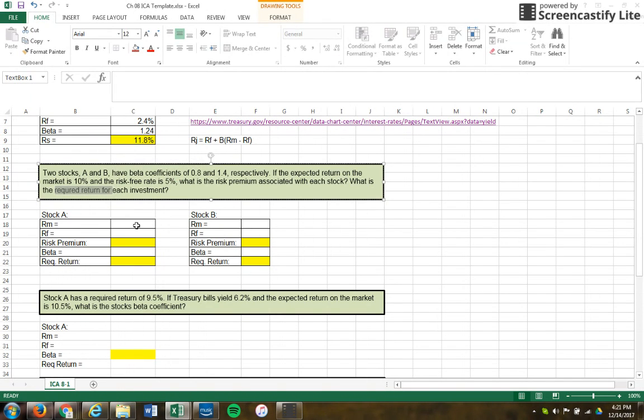So we can plug these in. We have stock A and B. Stock A's beta is 0.8, and stock B's beta is 1.4. So we're going to enter that there. We are given the market rate. The return on the market is 10%. So we can plug that in here. We can also plug that in here. We know the risk-free rate is 5%. That's given to us. So we can plug that in here and here.